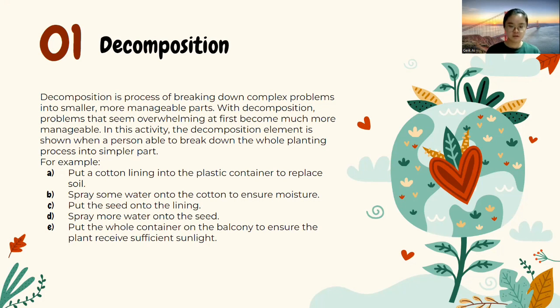simple parts. For example, first step, put a cotton lining in the plastic container to replace soil. The second, spray some water onto the cotton to ensure moisture. And the third step, put the seed onto the lining. The next one is to spray more water onto the seed. And finally, the last one, put the whole container on the balcony to ensure the plant receives sufficient sunlight.